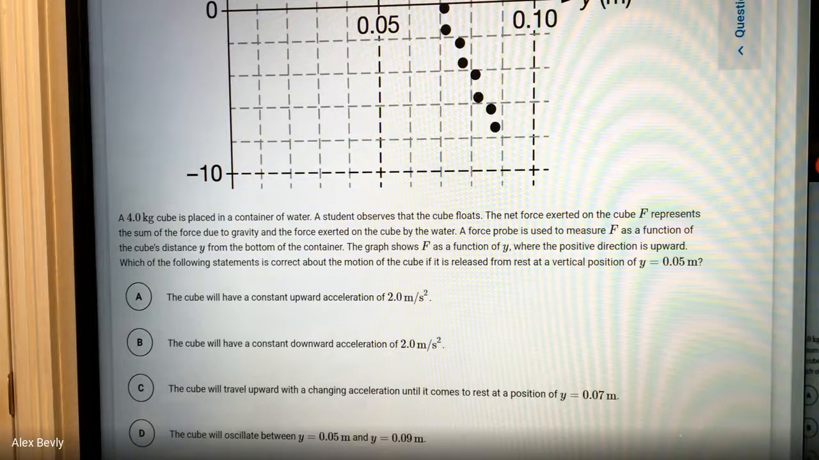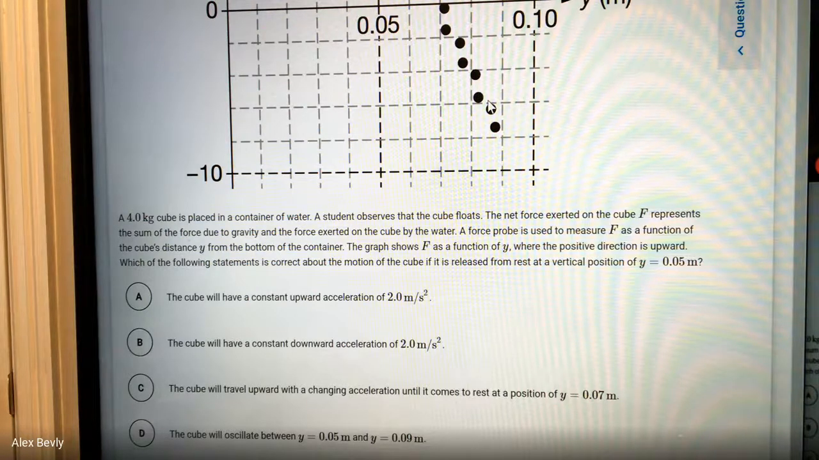But now it's gone up, and now we have a negative acceleration. So now we've jumped up out of the water with a negative acceleration. What are we going to do? It's going to fall back. It's going to kind of bounce between these 2 points. So which one is that?